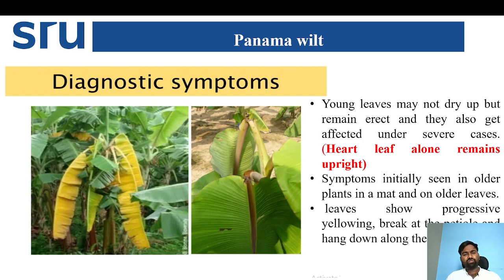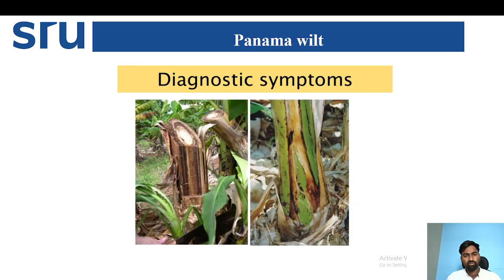Let's start with the most diagnostic symptom of Panama wilt. The young leaves may not dry up but they remain erect. They also get affected under severe cases. There is an odd leaf alone that remains upright and the remaining leaves turn yellow, that is chlorosis, and hang down from the main axis. The symptom is initially seen on the older plants in the mat and older leaves. Leaves show progressive yellowing, break at the petiole and hang down from the pseudostem, which is the main diagnostic symptom of Panama wilt. These are the other diagnostic symptoms.